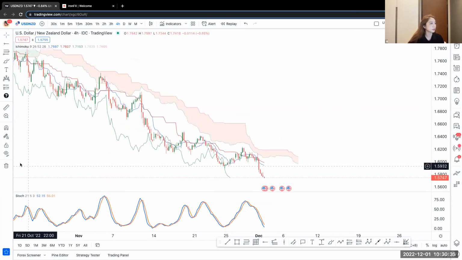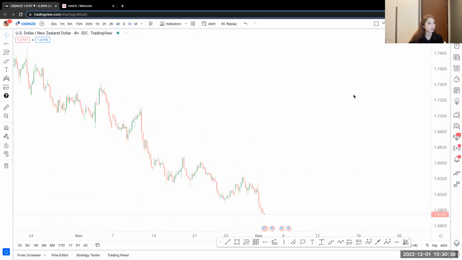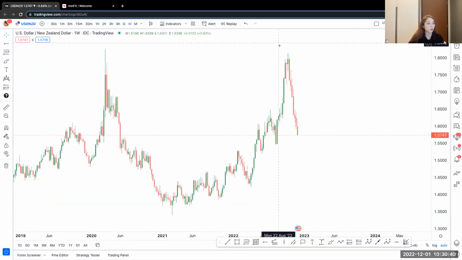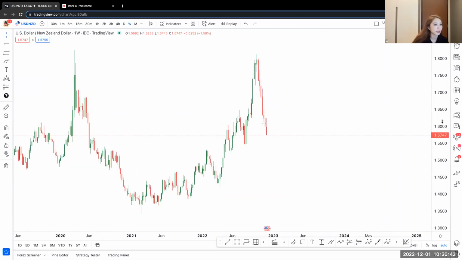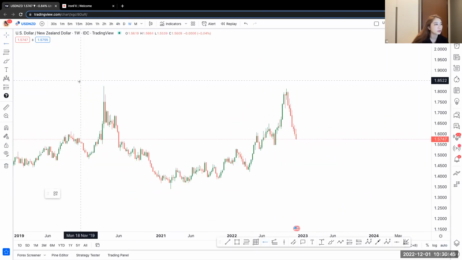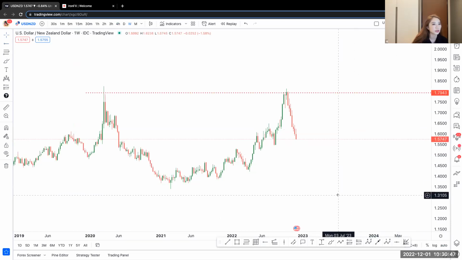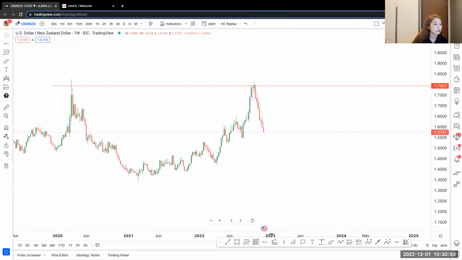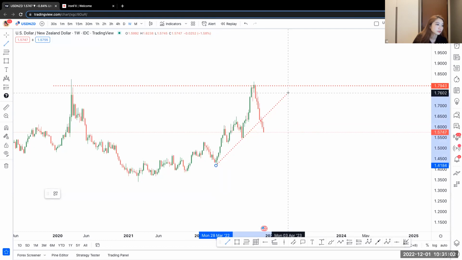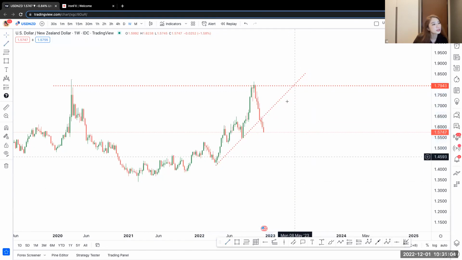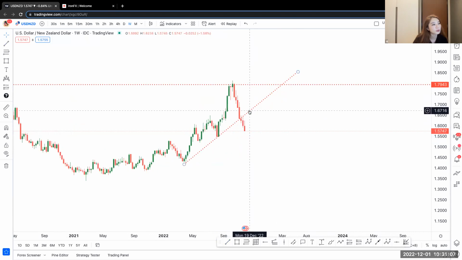Kiwi. It's been long since I looked at this pair, so let's take a look. Whoa, extreme drop from a high. So historical levels do play out. See 1.7943 historical level. Very interesting, actually. This is what I'm saying. Beforehand, it was upward. Now we are going downwards.